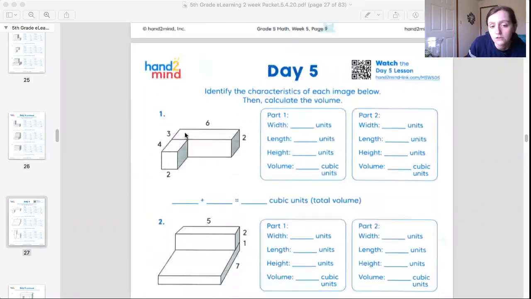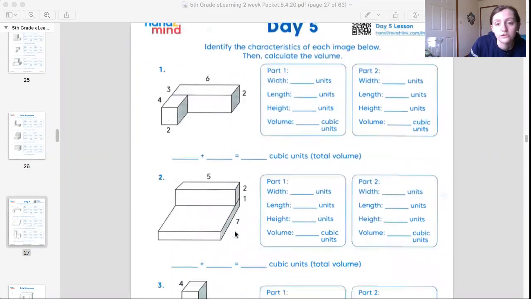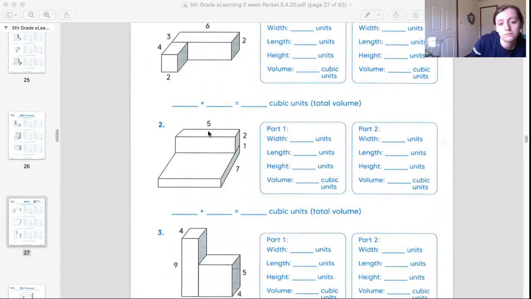For day 5, they do label the numbers. So you're going to use that to help you find the volume of each shape. Now for some of them, you got to look kind of close, because like this one, it gives you the width for this shape up here, but it doesn't label it for this shape down here, this rectangular prism.